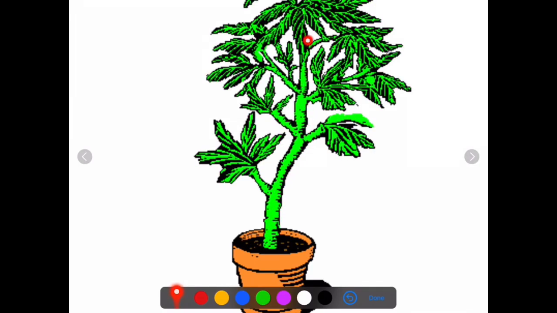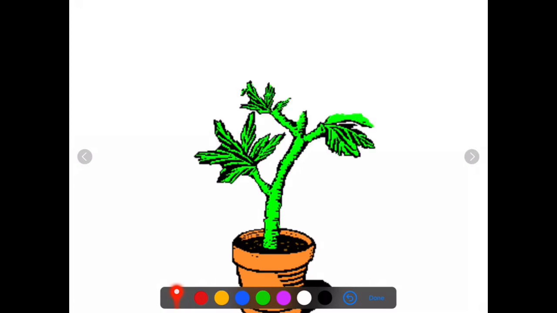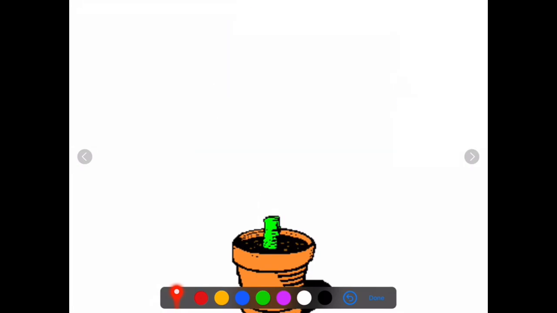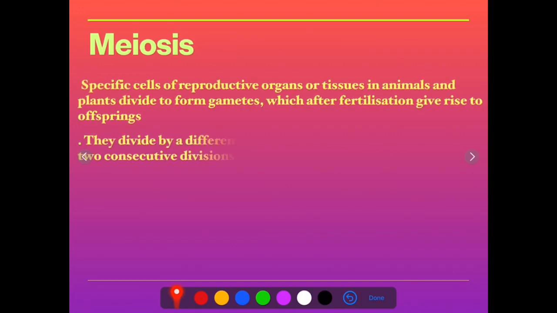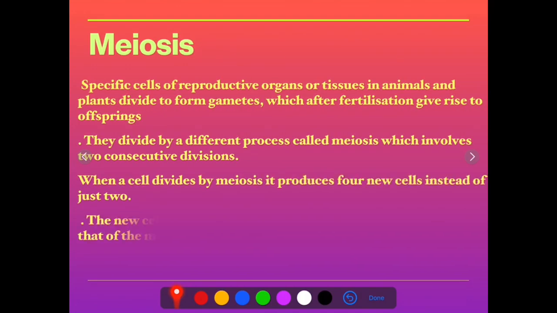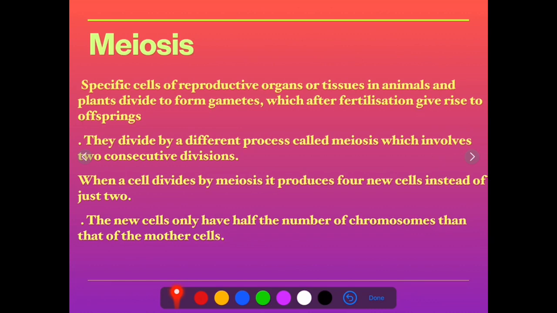A plant cell by cell divides and finally it forms a very big tree. This is all by mitosis. Next division is meiosis. The specific cells of reproductive organs or tissues in animals and plants divide to form gametes, which after fertilization give rise to offspring.